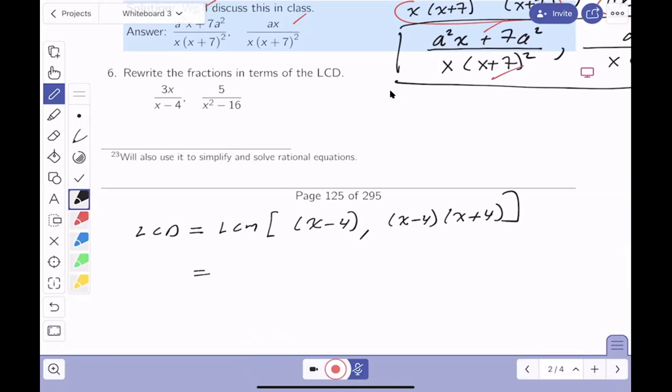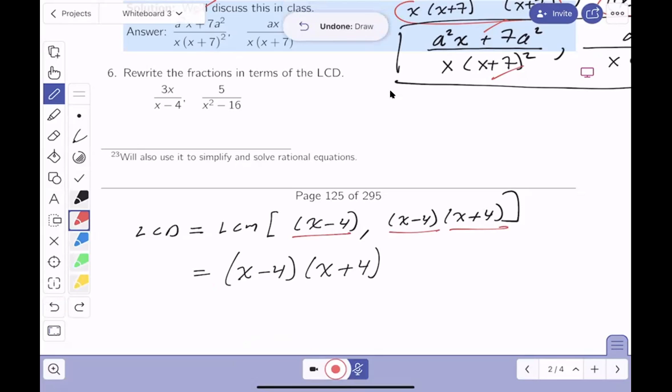So what's the LCD going to be? Well, it's the LCM of those two things. So I see the factor x minus 4, and I see a factor of x plus 4. We're not trying to confuse you, but I see these factors. The maximum number of times the factor x minus 4 occurs in any of those factorizations is once. The maximum times the factor x plus 4 occurs in any one of those factorizations is once. We got the LCD.